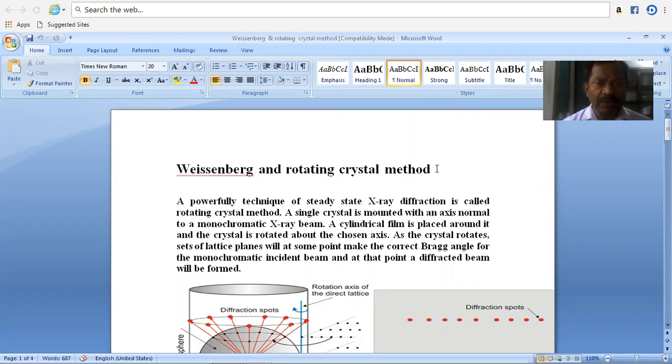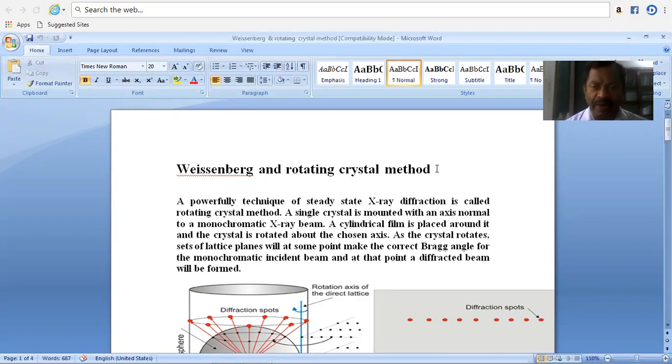My topic is Weissenberg and rotating crystal method. A powerful technique of steady state X-ray diffraction is called rotating crystal method. A single crystal is mounted with an axis normal to a monochromatic X-ray beam. A cylindrical film is placed around it and the crystal is rotated about the chosen axis.